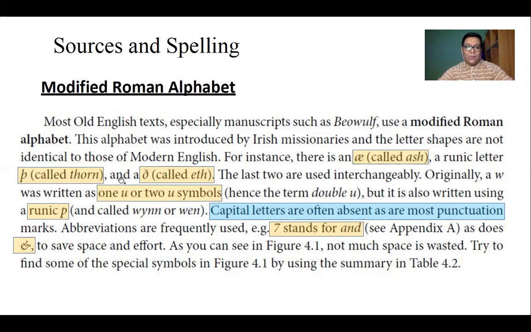So if you notice this one, we have the thorn and the eth. In modern times, we know this symbol for the soft and the hard th, but before they were used interchangeably. Originally, a W was written as one U or two U symbols, okay? Hence the term W. But it is also written using a runic symbol, this one, which is called wynn or wen. Capital letters are often absent, as are most punctuation marks. Abbreviations are also frequently used. Example, this one, which stands for the word and, okay, ampersand, as does this symbol, to save space and effort.